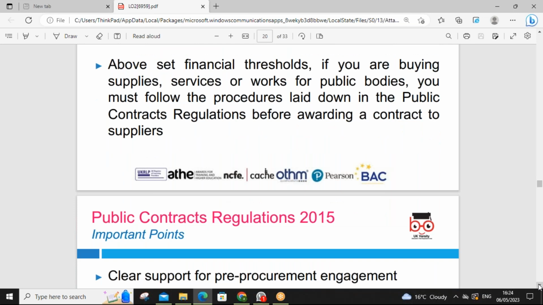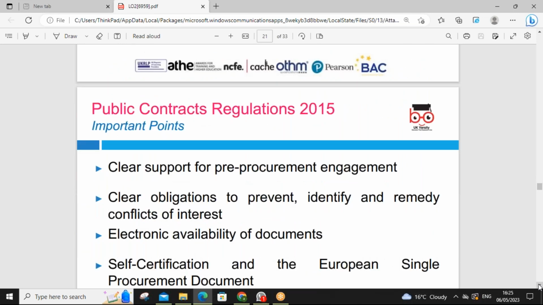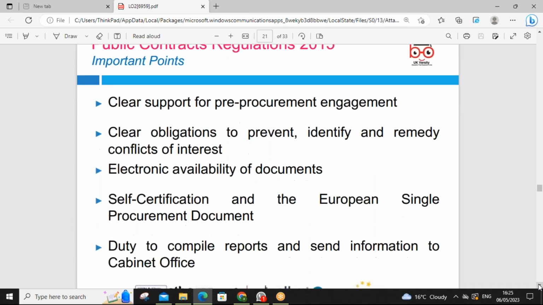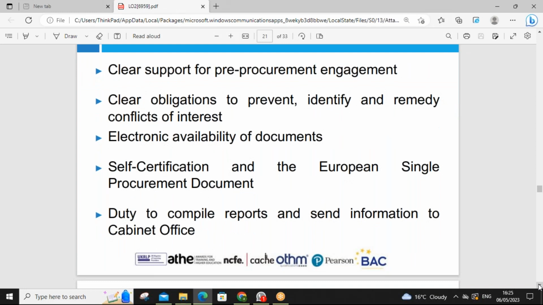If you're buying supplies, services or works, we lay down the public contract rules, and we need to follow them when awarding a contract. Because that happens with backend commission, not open tenders, in many developing countries. In developed countries the legislation is set up in a way that, of course, things can still happen, but it's not clear. Public interest is the first priority. There should be clear support of procurement engagement and a clear obligation to prevent it.